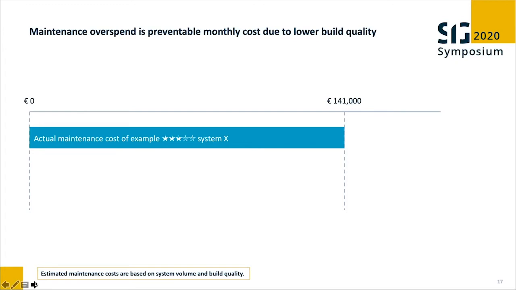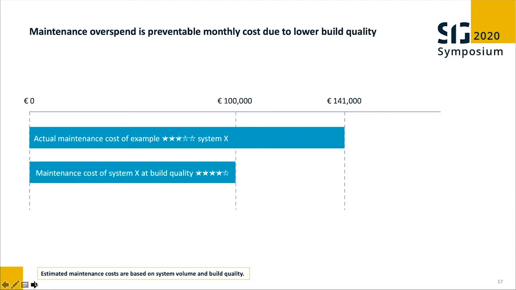What we'll be looking at now is a similar, actually the same system, but at a higher quality level, so 4 stars, which is what we recommend as the build quality to be, the benchmark build quality. Then you'll see that that same system can be maintained at a lower cost due to its higher quality. And the difference between those two numbers, the 141,000 and the 100,000, that difference is what we call the overspend. This is preventable cost that you can make sure, if you monitor properly, will not creep into your systems, basically.